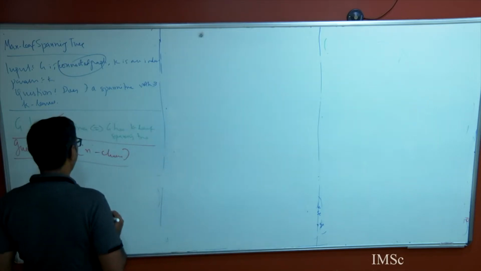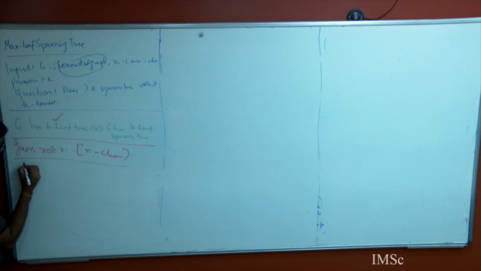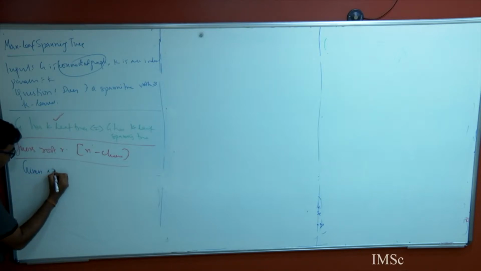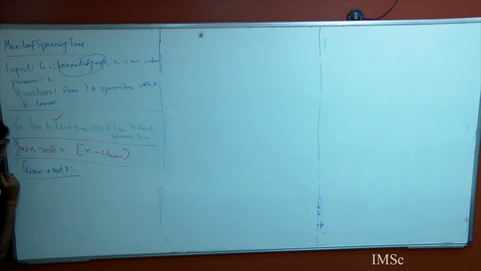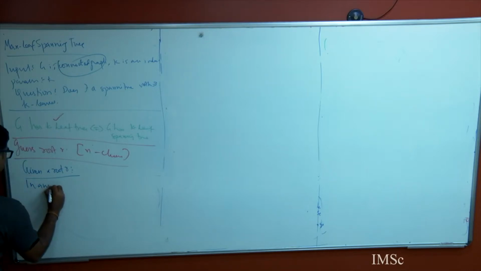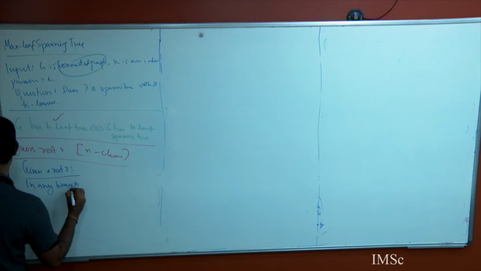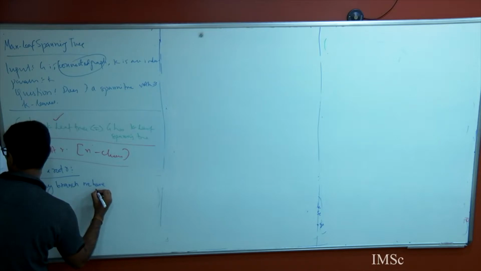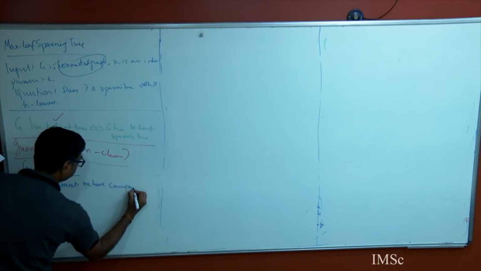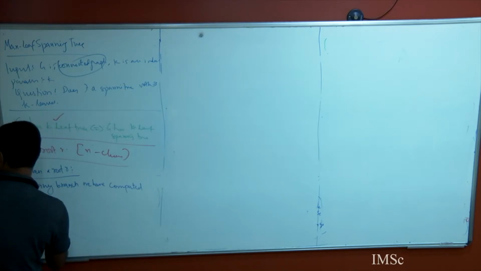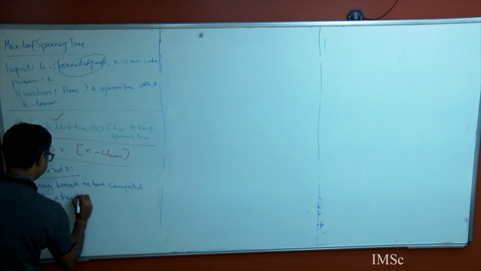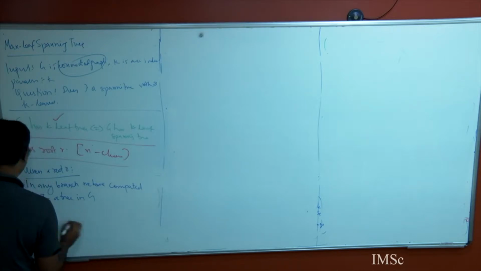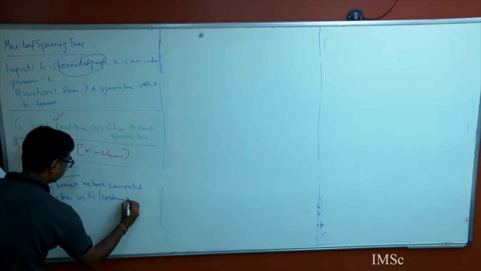Okay, so we will have the following set of things. We are given a root R. At any point of time of my algorithm, I will have the following things. Any branch, we have computed what? T, a tree in G, containing R, of course.